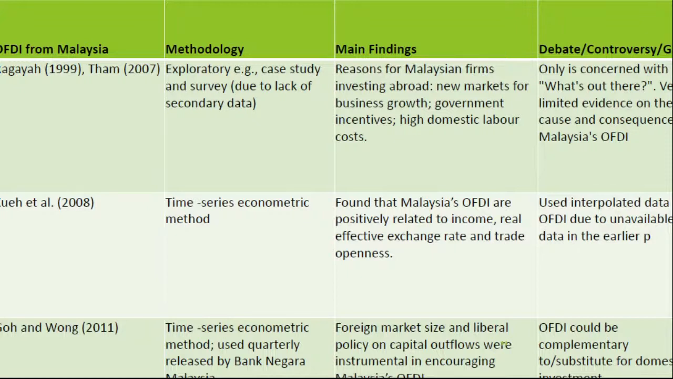Then what are the main findings? Malaysian firms invest abroad because of new markets, government incentives, and high domestic labor costs. Lastly, I make a comment: a debate, controversial. It's only concerned with what is out there. Limited evidence on the cost and consequences of Malaysian OFDI. This is my remark after reading these 2 papers. So this note is important because later on it helped me when I wrote the full literature review.